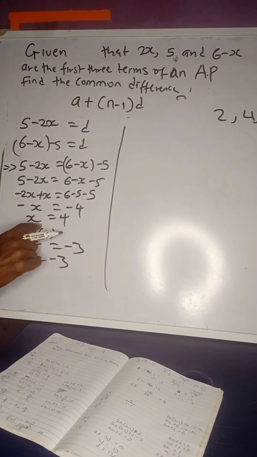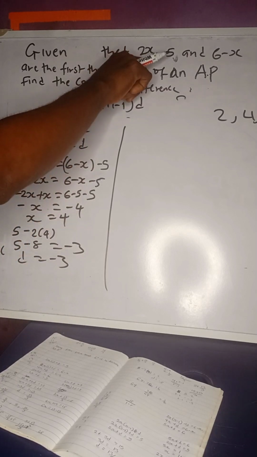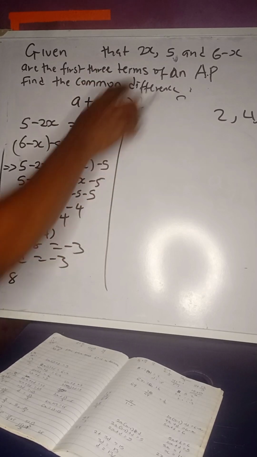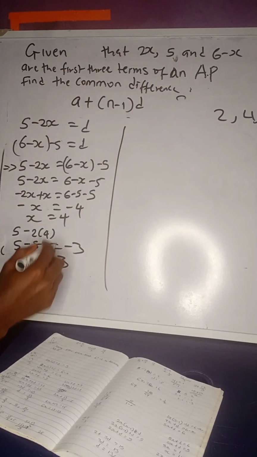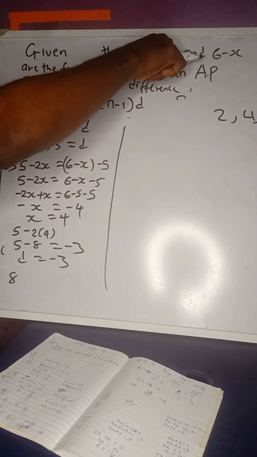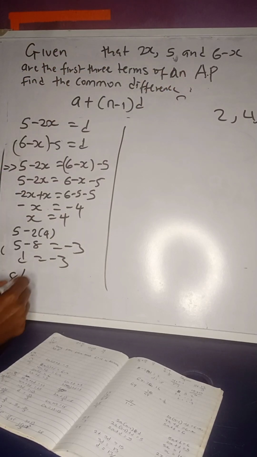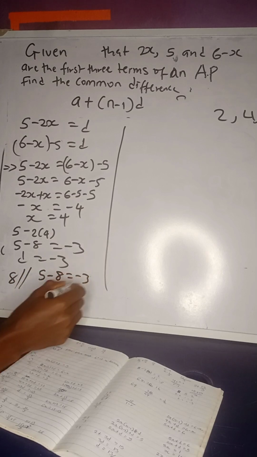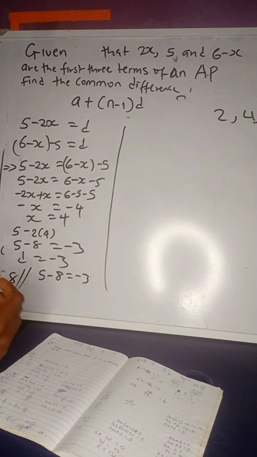We can also substitute x into this. So if we substitute x into this, it will be 2 times 4, which is 8. And this is 5. So we know that the common difference is subtracting the previous term from the one we are considering. If we are considering this, we'll have 5 minus 8, which is equal to minus 3. That gives us the common difference.